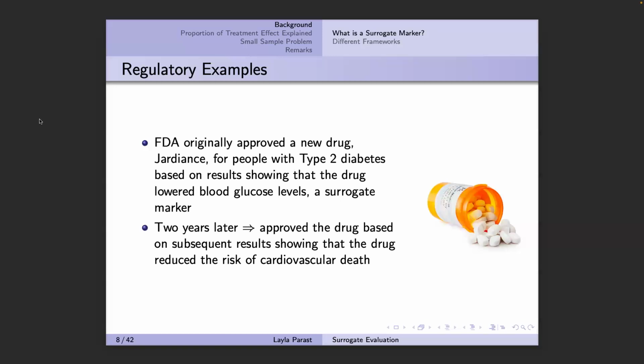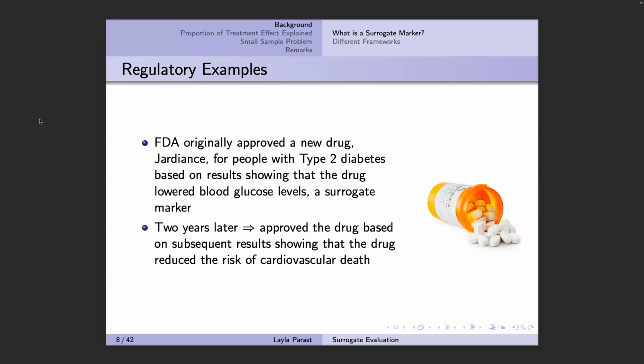The FDA has a table of surrogate endpoints. And then 2 years later, it was approved based on results showing that the drug reduced the risk of cardiovascular death. So sort of an example of a success story. The FDA does usually require, even if they approve the drug early based on the effect on a surrogate marker, that you continue the trial to still measure the primary outcome.